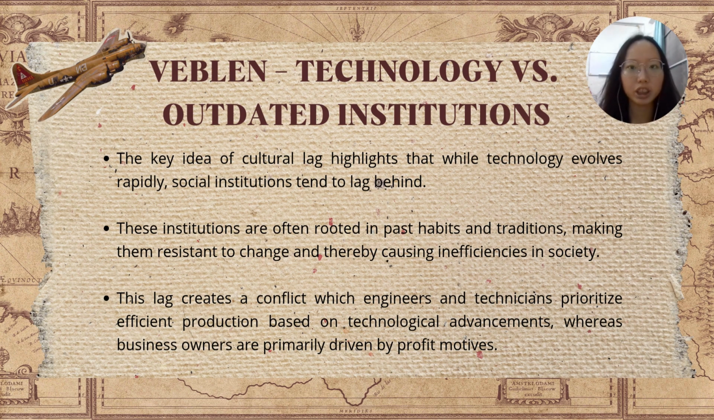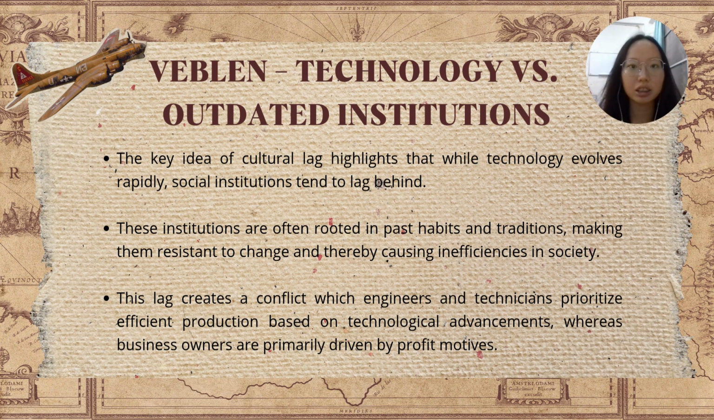This creates inefficiency in society as institutions struggle to keep pace with the demands and opportunities of the modern industrial system. The result is a conflict between two opposing forces within the economy. On one side are engineers and technicians, motivated by the instinct of workmanship and committed to improving production through technical knowledge. On the other side are business owners and capitalists, whose primary motivation is profit.